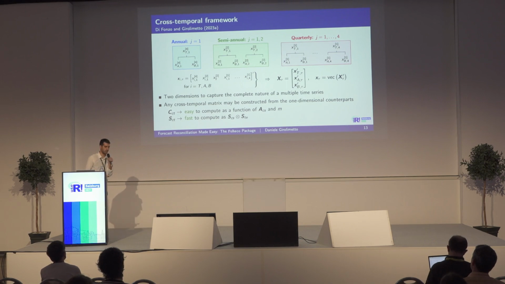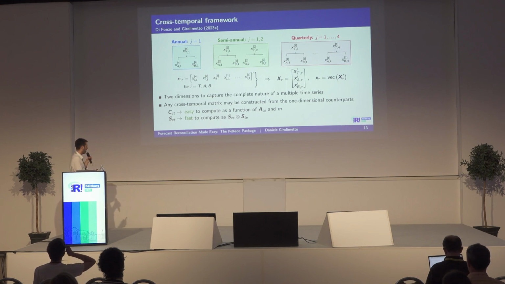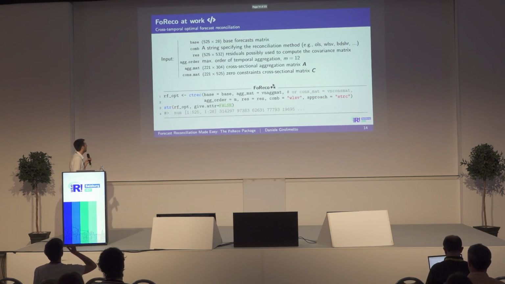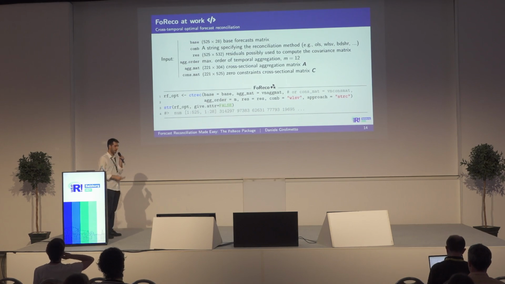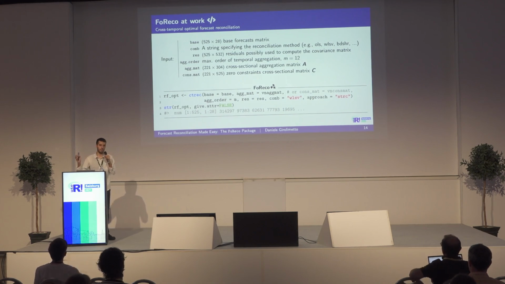In this case, the input of FoReco is a matrix where the row of the matrix is the cross-sectional framework and the column of the matrix is the temporal framework. So we use the 2 dimensions to capture the complete nature of a multiple time series, and any cross-temporal matrix may be constructed from its 1-dimensional counterpart. So the input in this case is the same input that we have seen before, but mixed together.